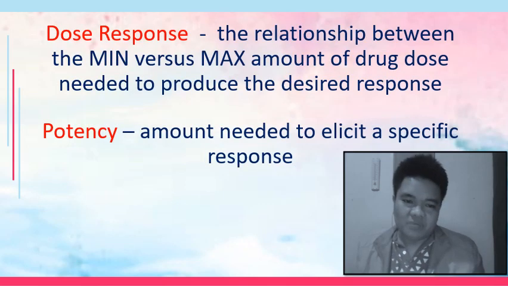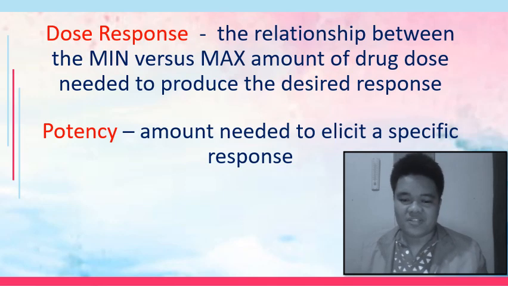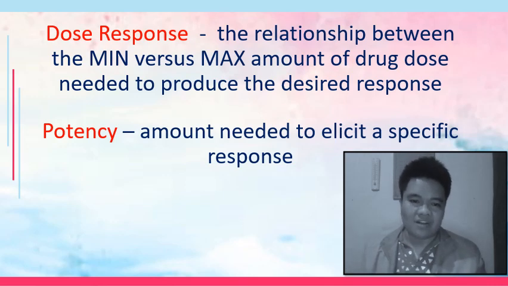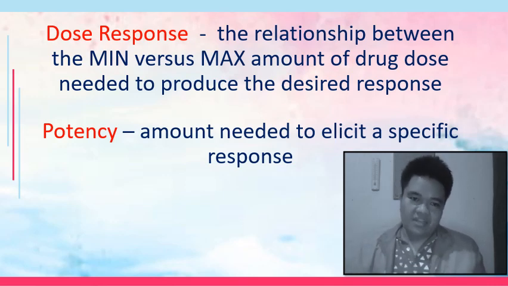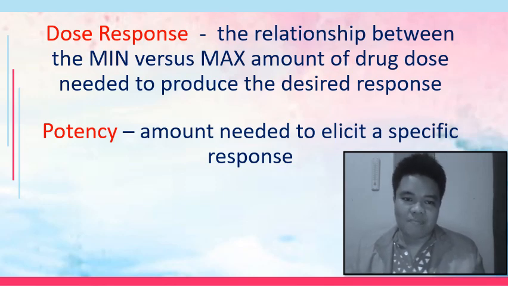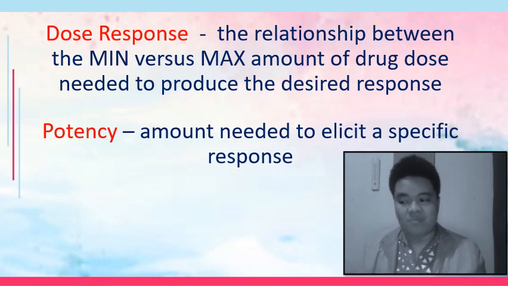Now we have the terms dose response and potency. Dose response is the relationship between the minimum and the maximum amount of drug dose needed to produce the desired response. Below this minimum and beyond the maximum, the drug may be underdosed and not effective, or overdosed and toxic on the part of our patient. So we need the drug to be maintained between the minimum and the maximum amount of medication.